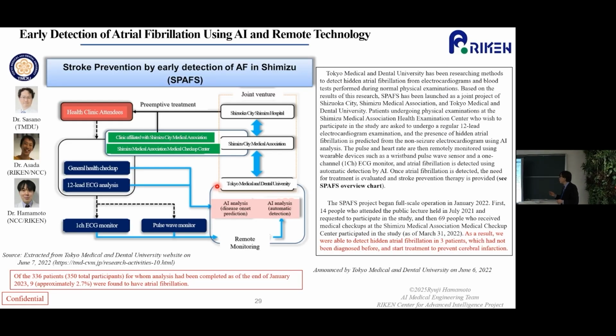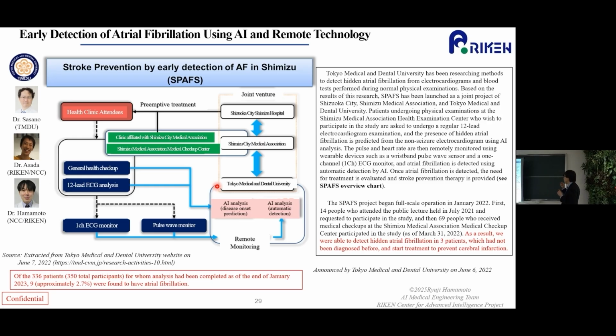And this is the final project: the reduction of stroke by detecting atrial fibrillation using artificial intelligence and remote technology. This project is also with RIKEN, NCC, and Tokyo Medical and Dental University, now Institute of Science, Tokyo. So the important point is we can identify the risk of stroke based on our artificial intelligence, in collaboration with Shimizu City.